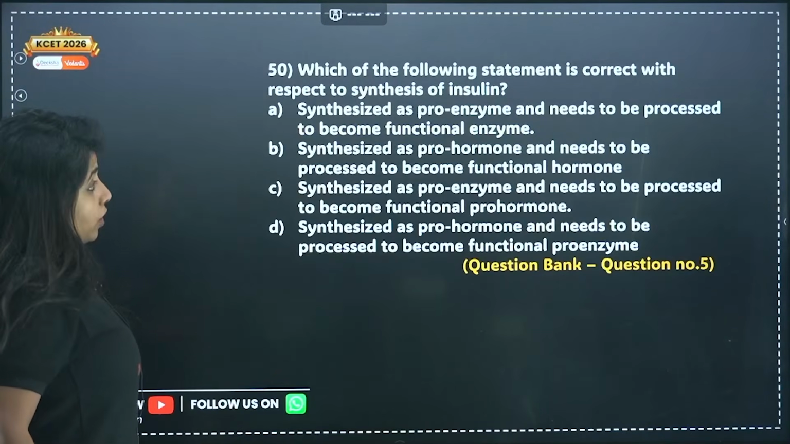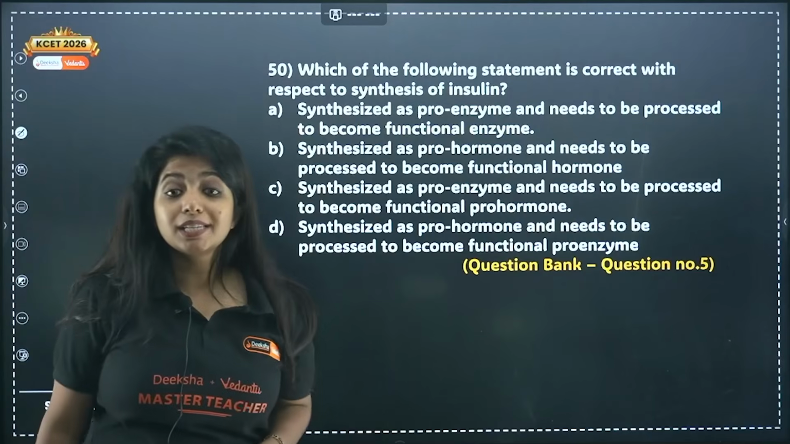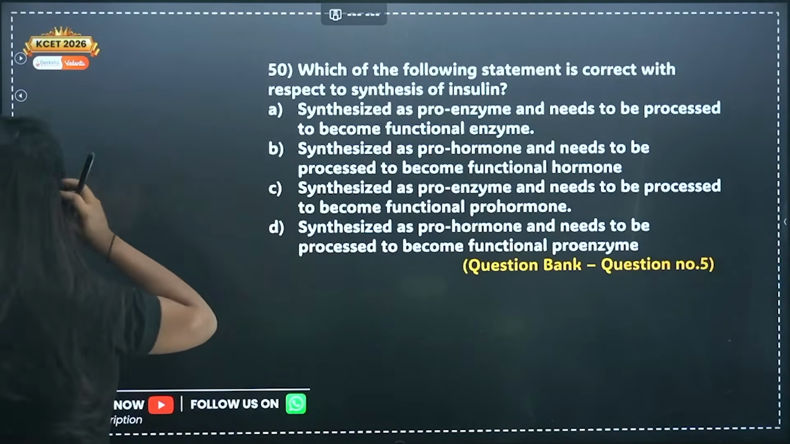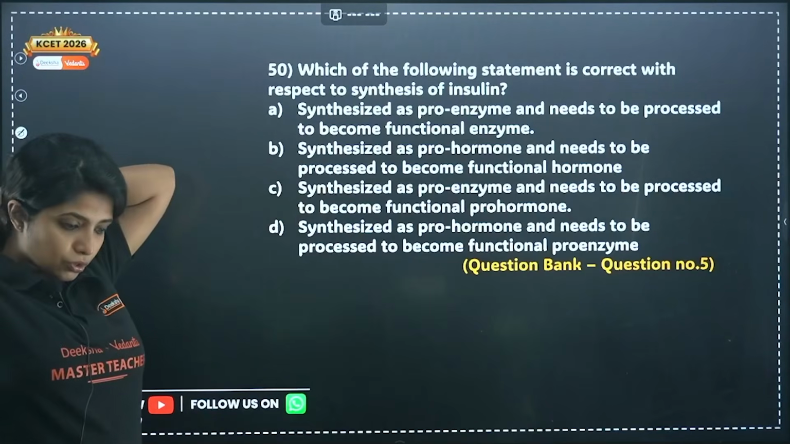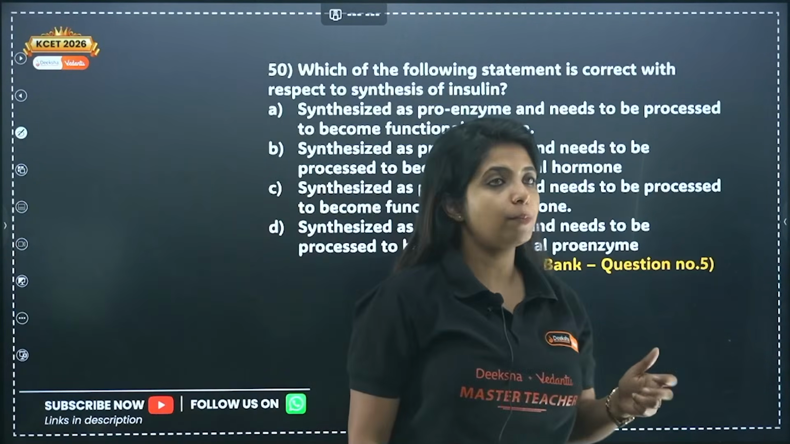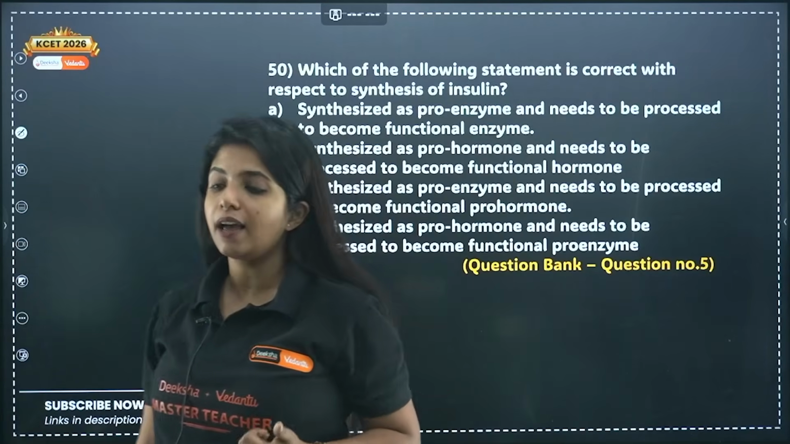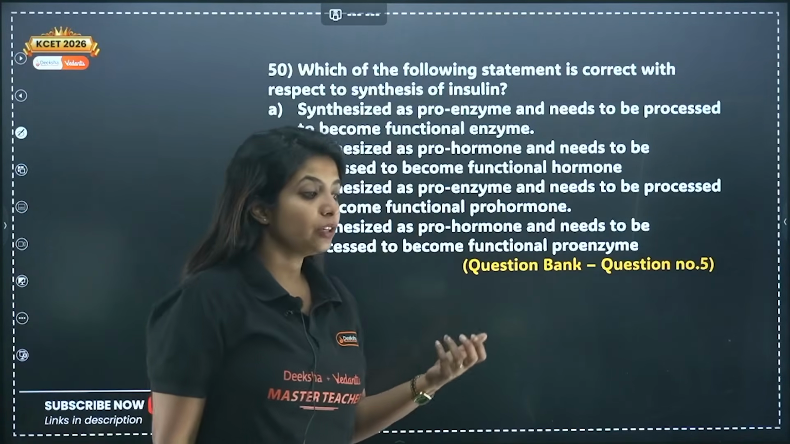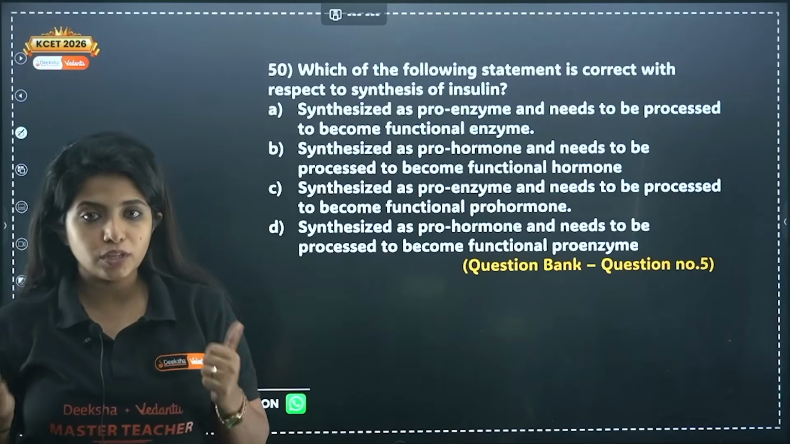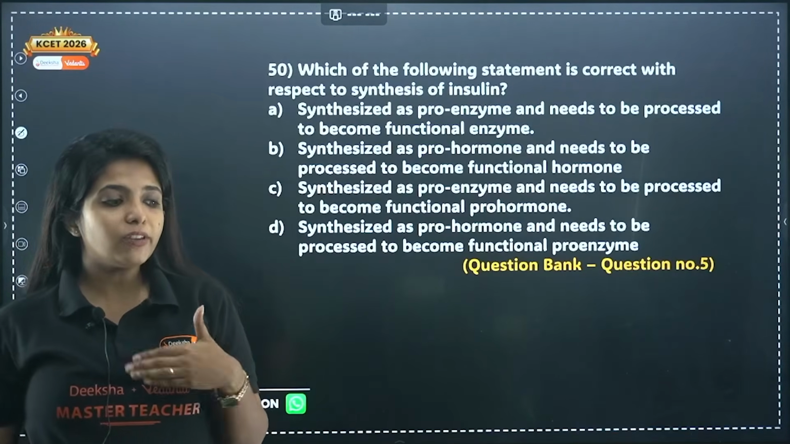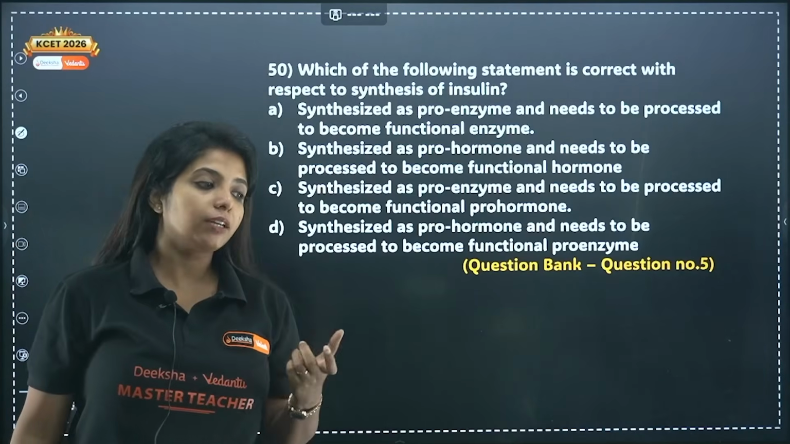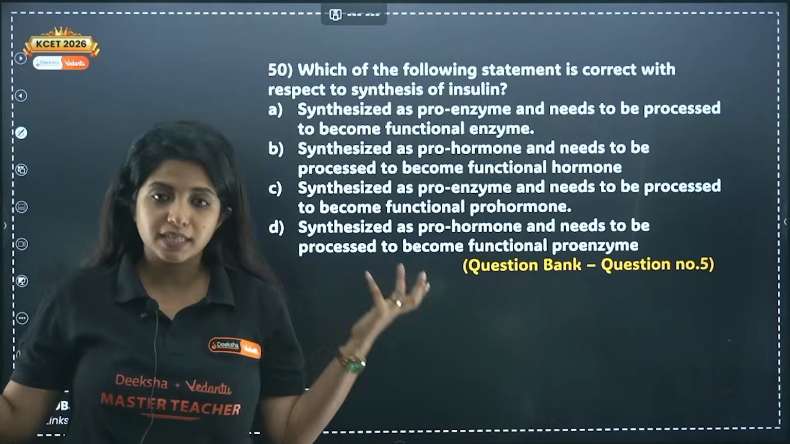Now, which of the following statements is correct with respect to synthesis of insulin? So I told you, E. coli is used for synthesis of insulin. Why? Initially we used to take insulin from pigs' pancreas and so on. But some people started to have allergies, which is why we shifted from our only source, that is the animal source. But how can we make our body produce more insulin? Why not make it on a bigger scale?